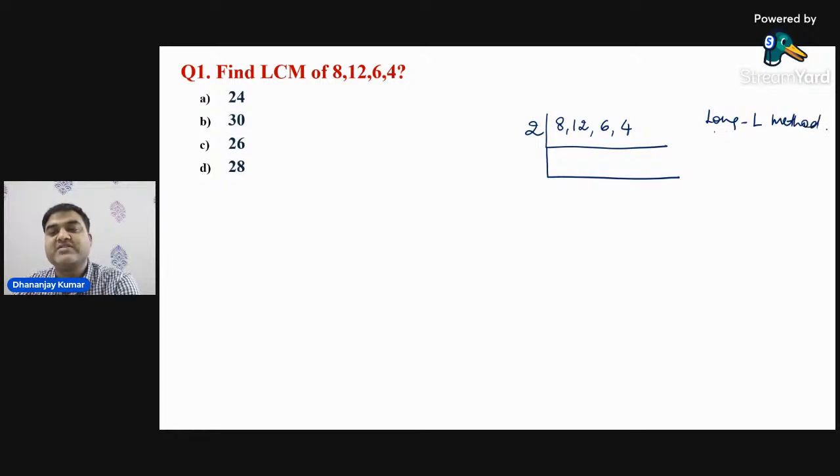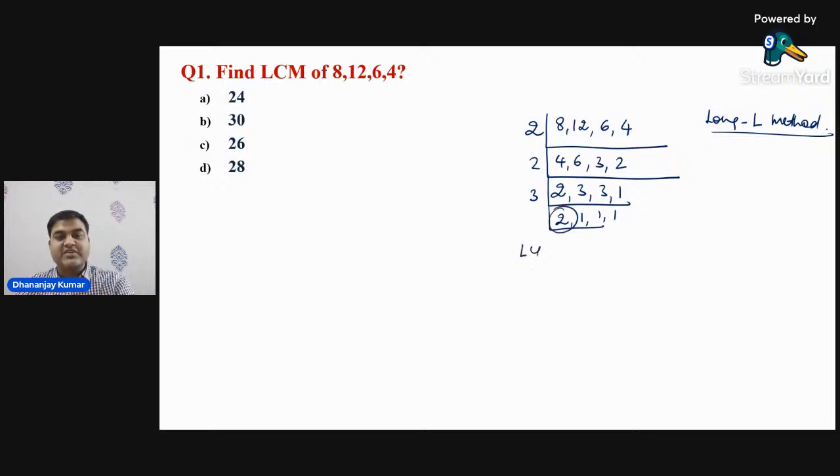Where you start factorizing. You divide by 2: 4, 6, 3, and 2. Again by 2, you write it as 2, 3, 3, 1. Again, you divide by 3 and write 2, 1, 1, 1, and this is left out. So the LCM of the numbers is nothing but 2 into 2 into 3 into 2, which is 2 into 2 is 4, 4 threes are 12, into 2 is 24. This is the LCM.